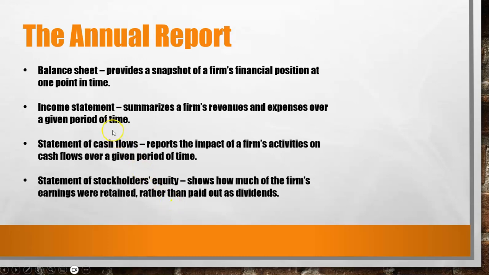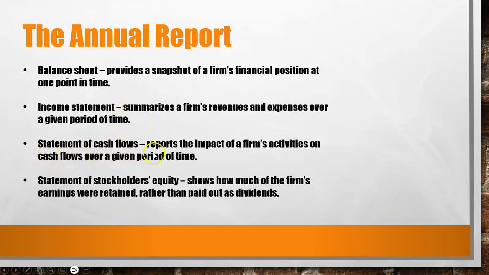So the annual report. The annual report, that's what we think of when we think of publicly traded companies. We have the balance sheet, a snapshot of a firm's financial position at a point in time. So it'd be like the amount of cash you have on hand on 12/31. The income statement summarizes a firm's revenues and expenses over a given period of time. This might not be cash, this is how much money you've spent on an accrual basis if you're filing reports.